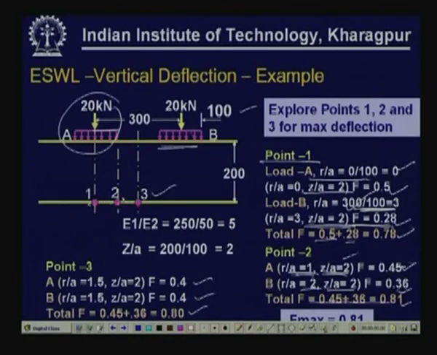So, out of the 3 locations that were explored to identify where the maximum deflection is going to be on the interface, you can see point 2 gives a deflection factor of 0.81. Possibly there could have been another point, if you explore it further, which would have been slightly larger than this 0.81 value. Anyway, assuming that this is the location where maximum deflection is going to be, we will find out the corresponding equivalent single wheel load to produce similar deflection at that location.